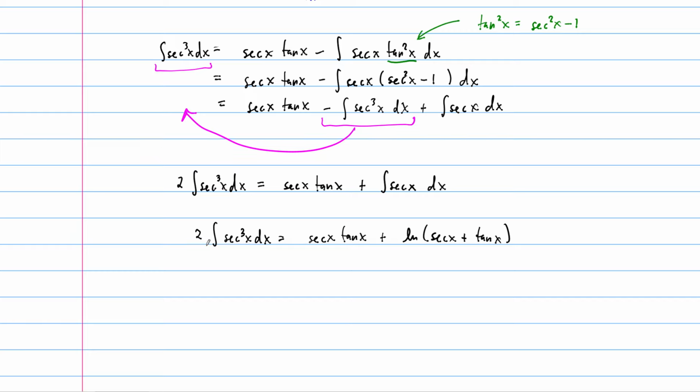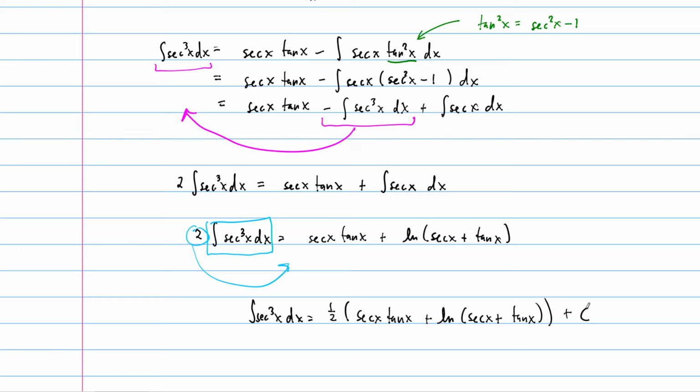So if we were only asked to find one of these, what do we have to do? Divide through by 2, right? And so the integral of secant cubed x dx is equal to 1/2 of this sum, secant x times tangent x, plus the natural log of secant x plus tangent x, and then all plus c.